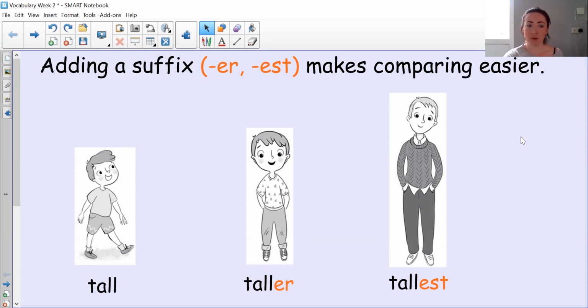So let's have a look at these three words. Can you read this word here that describes this boy? Did you say tall? Well done. So this boy is tall. And what about this boy? He is taller. Well done. And then this man is the tallest. That's right. So he is tall, he is taller, and he is the tallest.